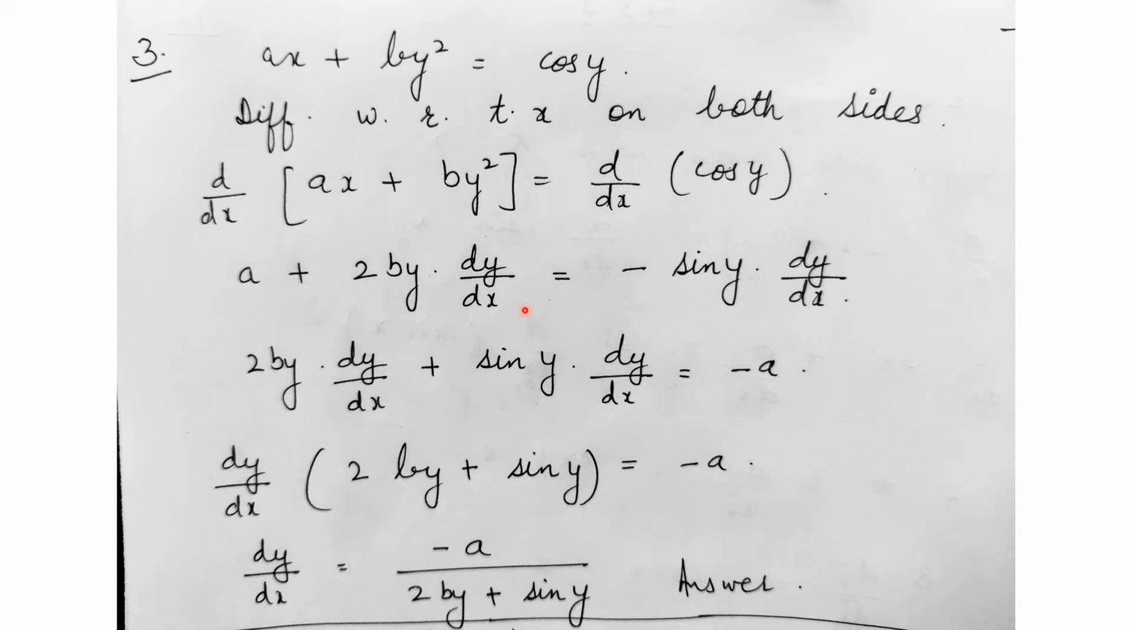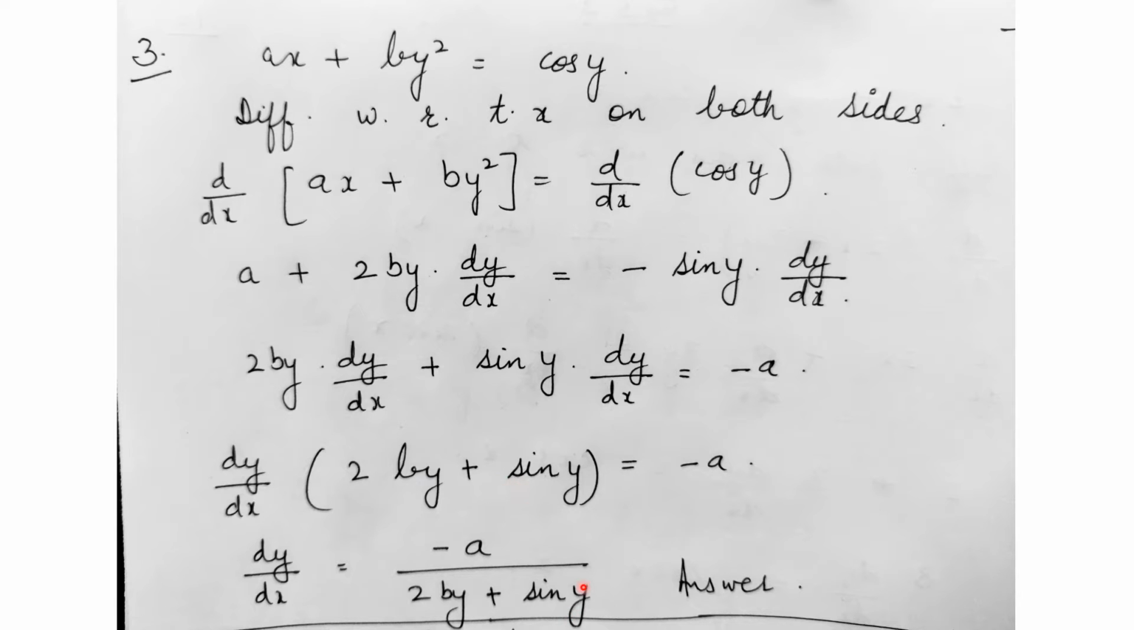The next step is just take the terms which are having dy by dx towards one side of the equation and the other terms on the other side of the equation. So we will be getting 2by into dy by dx plus, because it is minus on this side, it will turn plus, sine y into dy by dx is equal to minus a. a was positive here, but when it will come towards the other side of the equation, it will turn negative. Very simple. Now please take dy by dx common from both these terms. So you will get dy by dx, bracket starts 2by plus sine y, is equal to minus a.